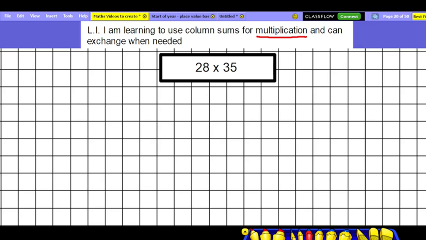So looking at this sum here, we've got two-digit numbers, and both of them are made up of a 10 and a unit. So we've got 28, and we're going to multiply it by 35. Now, an important thing here is to at least try to visualize what that's actually going to look like. You're taking 28, which is already a fairly big number, and you're making that 35 times bigger. You're going to end up with really quite a big number.